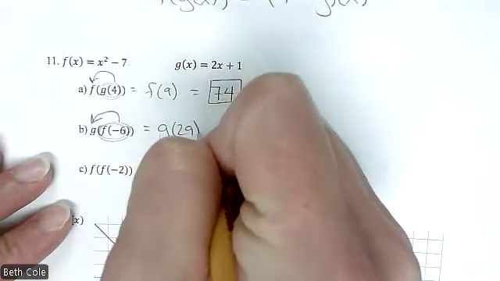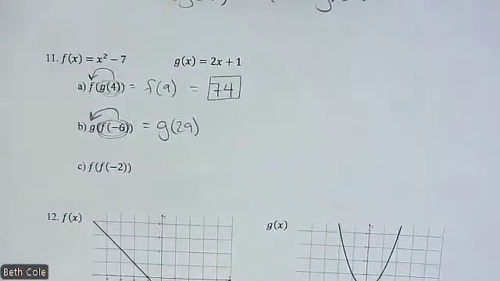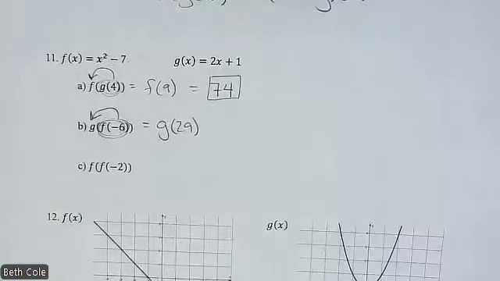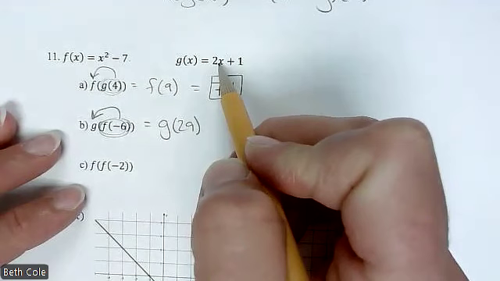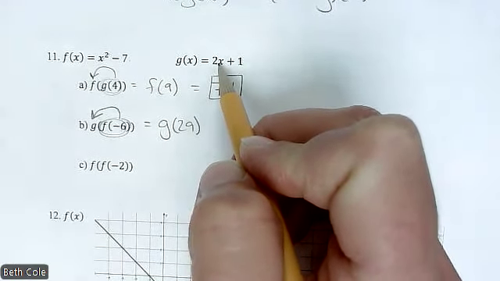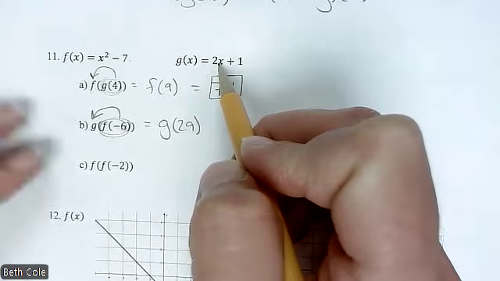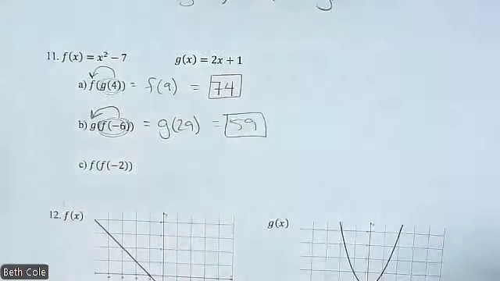29 gets passed along to function g, like the telephone game. You pass it along to the next function. Each of you was a function. And then you're going to plug 29 into function g. If you double 29, 58. Just think of doubling 30 and then readjust it. So 58 plus 1, 59 is your final answer.